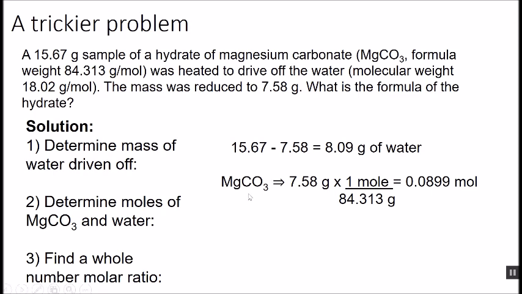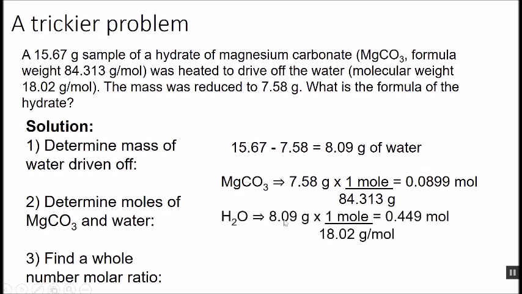Let's do the magnesium carbonate first. We had 7.58 grams of it left. Here's the molar mass of magnesium carbonate, and that tells us here's how many moles of just the magnesium carbonate we had. Let's do the same thing with the water. Here's our mass of water, 8.09 grams. So we'll write it down here, divide by the molar mass of water, and we get the moles of just water that were there. So now what are we trying to find? The formula of the hydrate. What is the formula going to look like? It's going to be a ratio of the water to the magnesium carbonate.